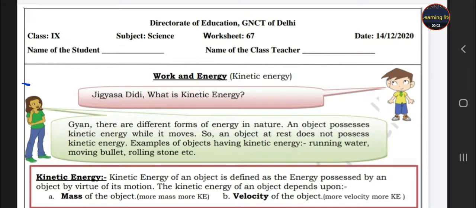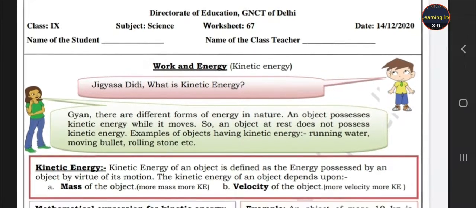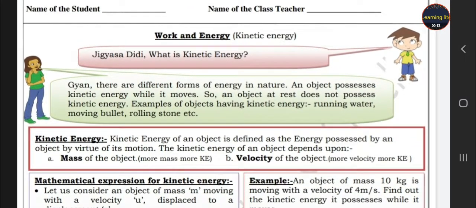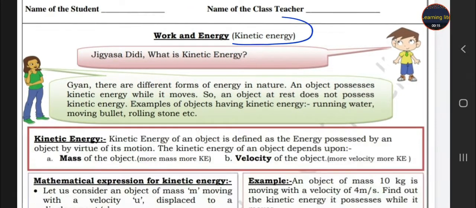Hello students, today we are here with our science worksheet number 67 from Directorate of Education, class 9, subject science. Today we will discuss a new topic, a new type of energy, that is kinetic energy.